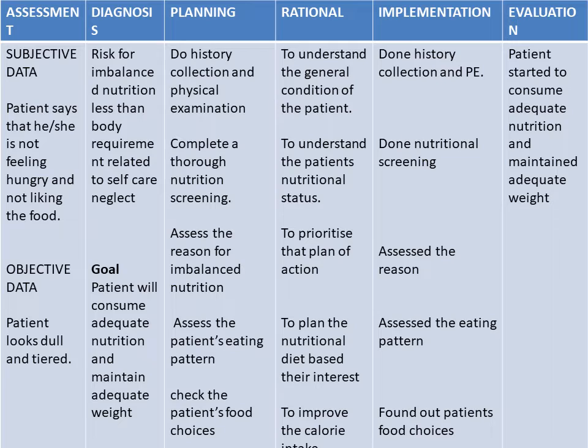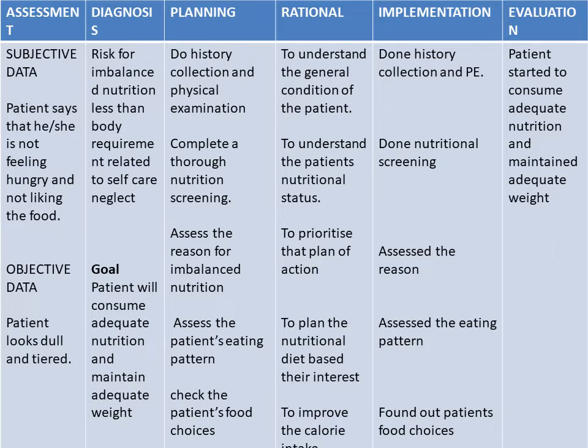Then the second planning is complete a thorough nutrition screening. That is very, very important. Instead of writing some theoretical things, if you have real evidence like the nutritional history of the patient and the present nutritional status of the patient, you can plan based on that. You can get this information from your case sheet, or from your nurse manager, or from the particular department.